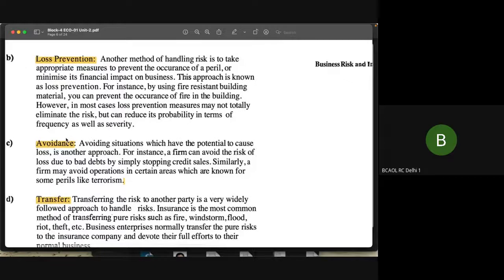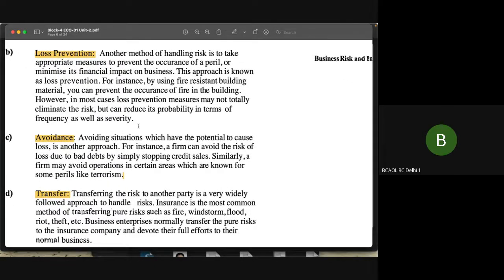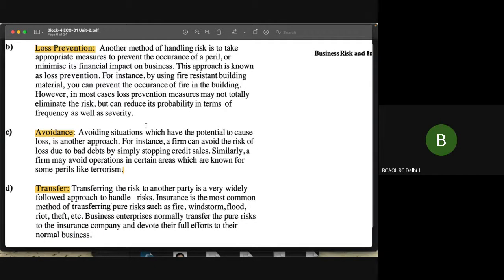Another is loss prevention. Of course, this is another way where you know the loss can happen. So let me take precautions that the loss does not happen. Suppose you have a building, okay, and you know that the wiring of this building is very old, or the structure of the building is very rickety. You will get it repaired. You will get the wiring changed so that the loss does not happen. So you are preventing the loss over here.